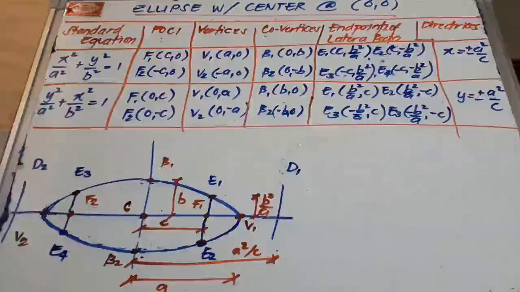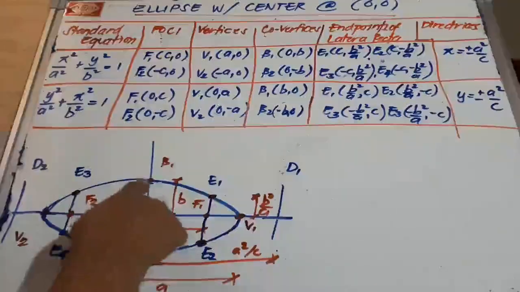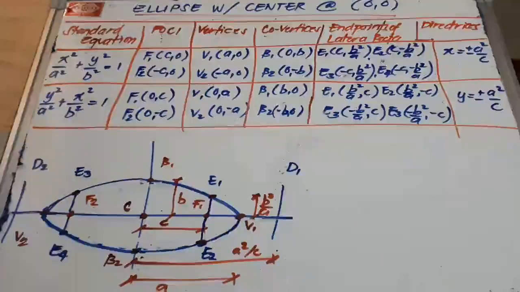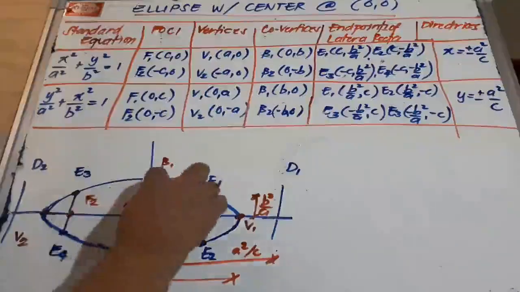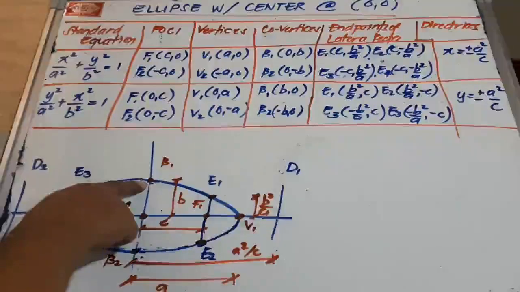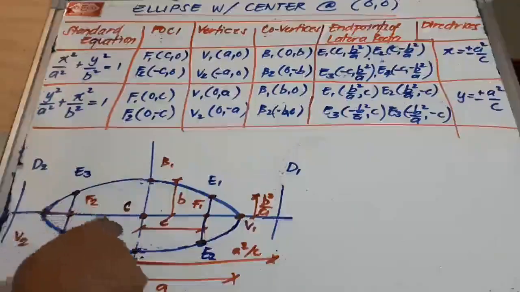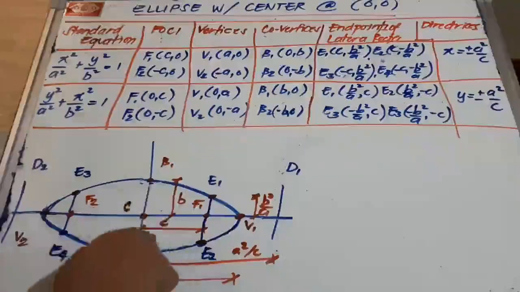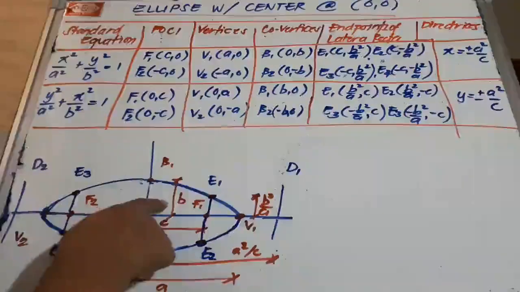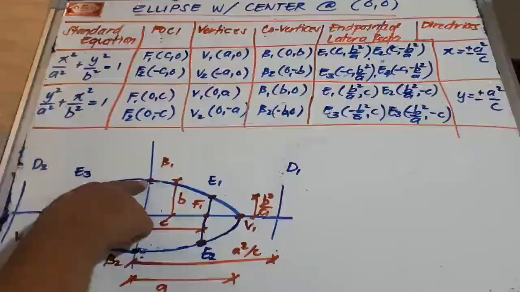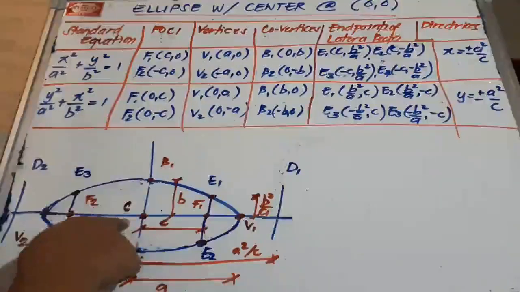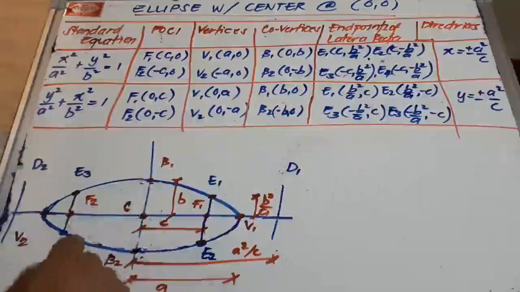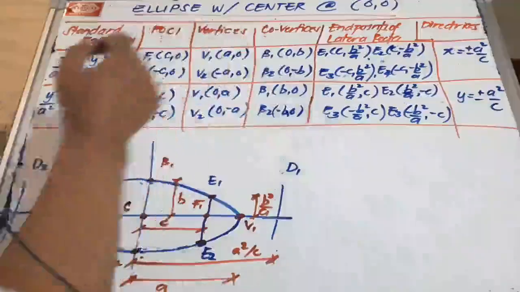Okay? And for the covertices, ito yung endpoints of our conjugate axis o minor axis. Ang length of our minor axis is 2b. No? So, ang kalahati nun, semi-minor axis, is b. So, kung kukunin natin location ni B1, that will be horizontal distance is 0 kasi along y-axis siya, at ang kanyang vertical distance is b. So, therefore, ang location ni B1 is (0, b).